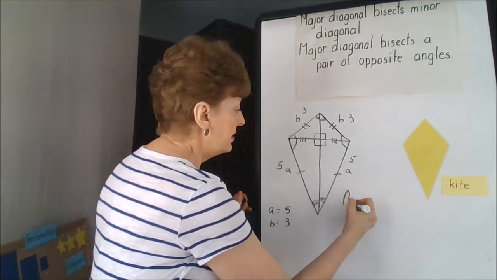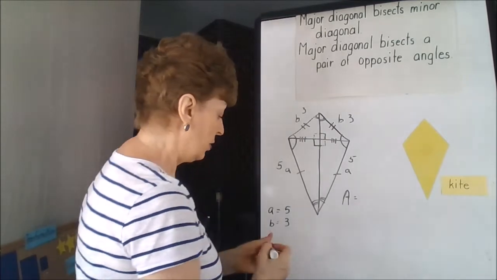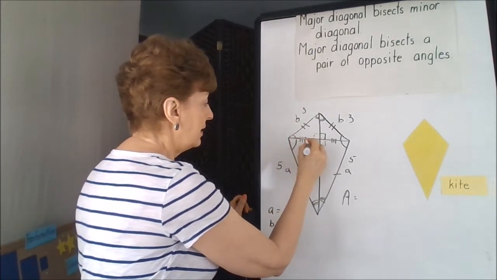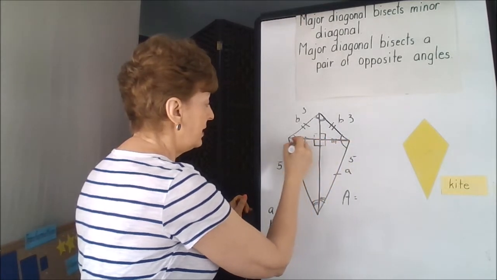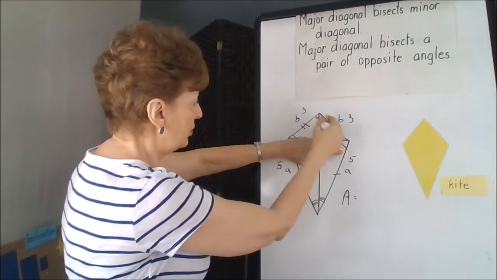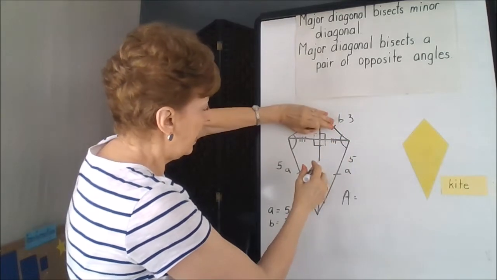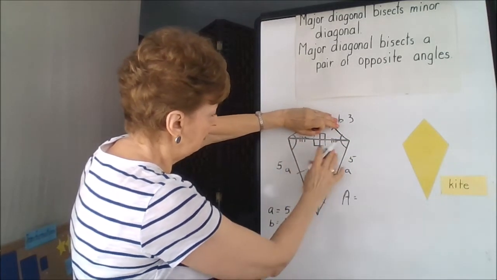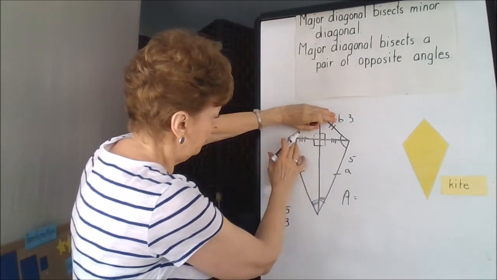Now the area of this shape. If you realized, the minor diagonal here is the base of this smaller triangle, the top triangle. And it's also the base of this lower triangle. See it right here, this big one?